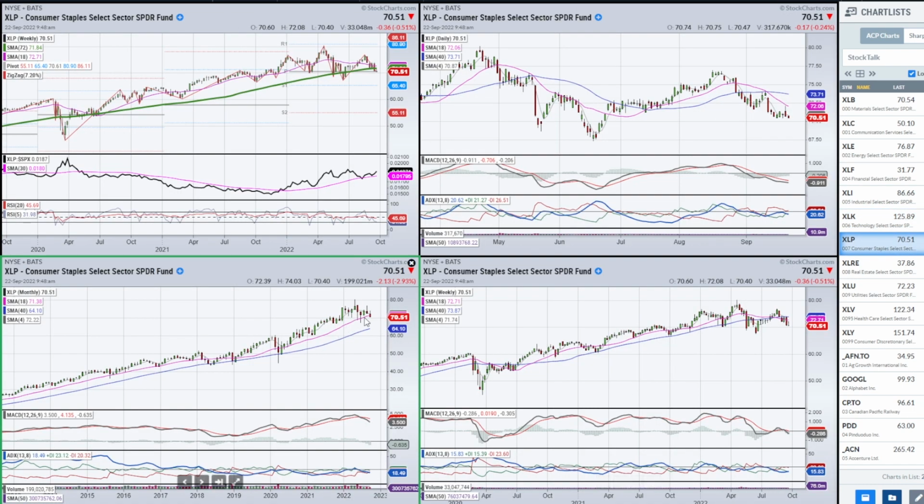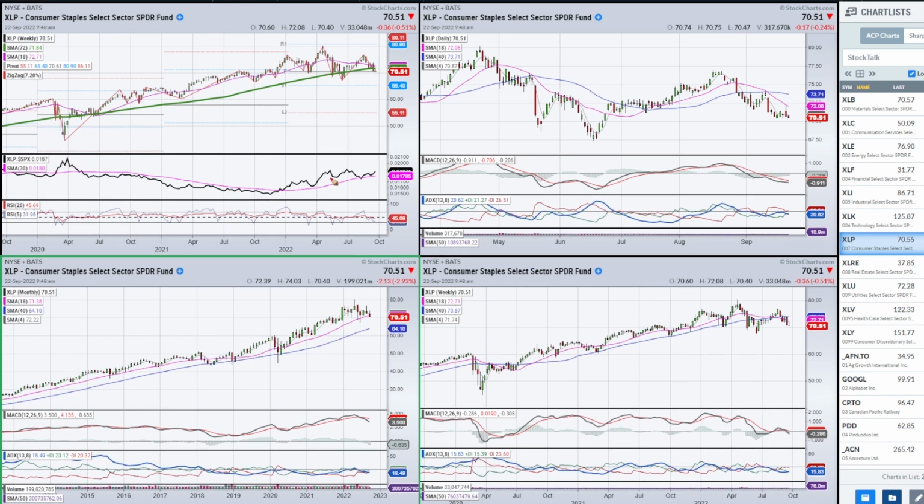XLP still has a rising 18-month and a rising 40-month. It's just about to break the monthly 18. It's more of a neutral pattern with a lot of support in the high 60s to 70 area. I don't think there's a lot of downside risk here.